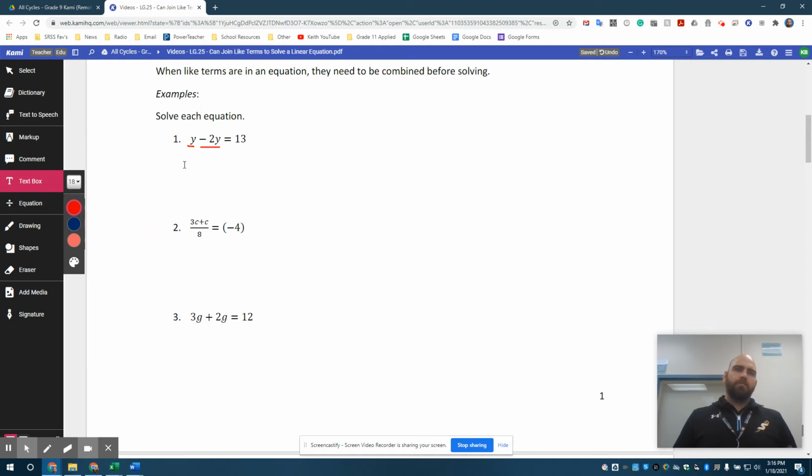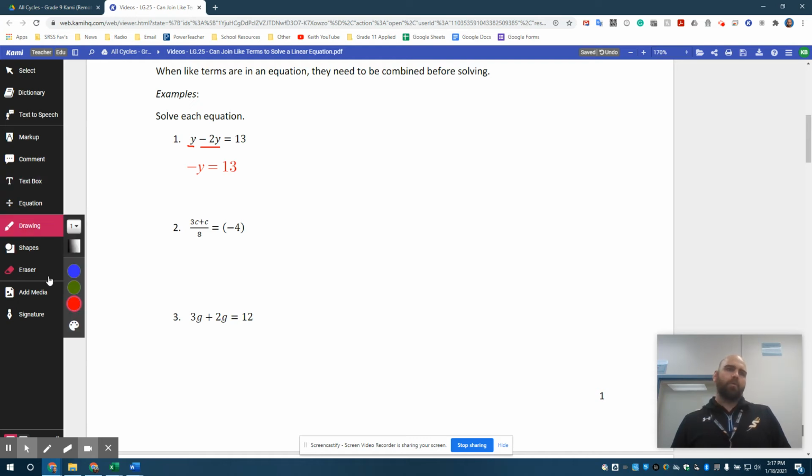Now, y minus 2y, so we have 1y here and we have negative 2y here, is going to give us negative y. Now, the other side doesn't change. That side still stays the same. But now we have negative y is equal to 13. Okay. We're still wanting to isolate y, which means that we need y all by itself, and it's kind of attached to this negative sign. We're being told it's a negative y, and we need to get rid of that negative.